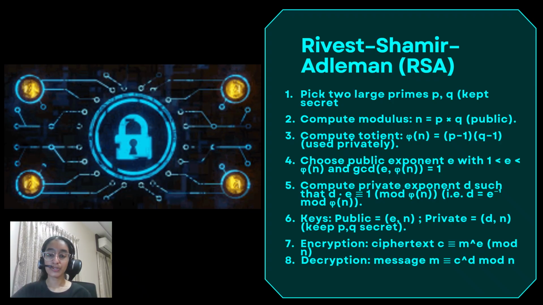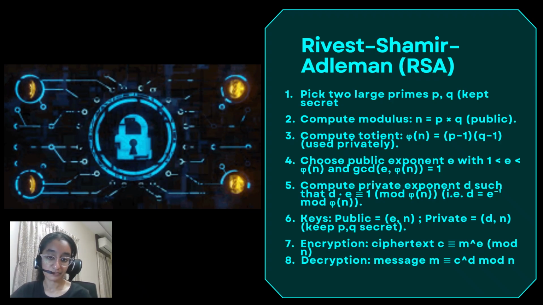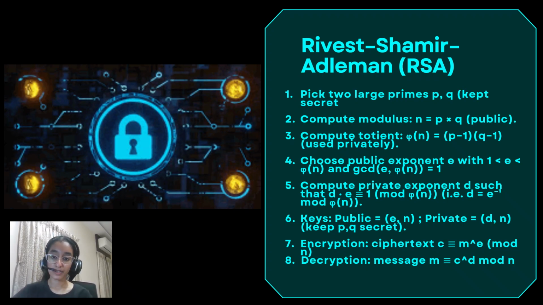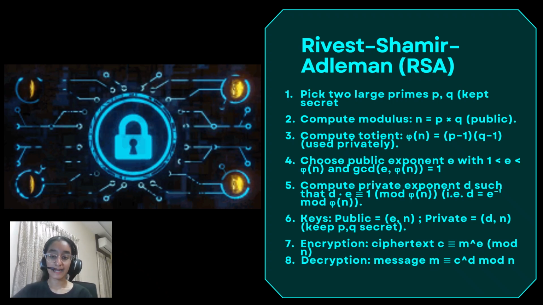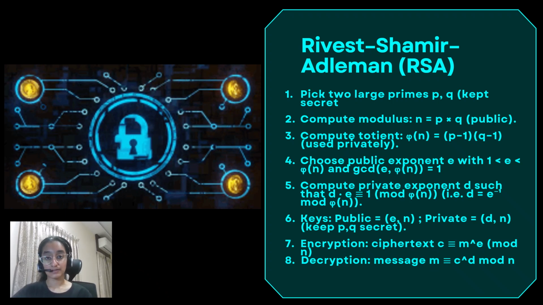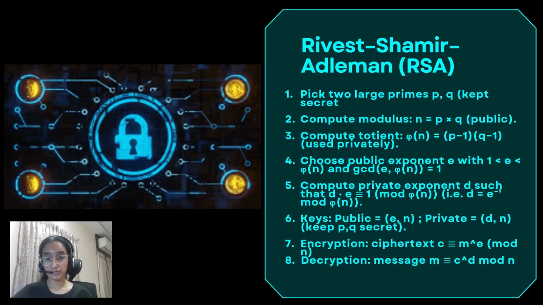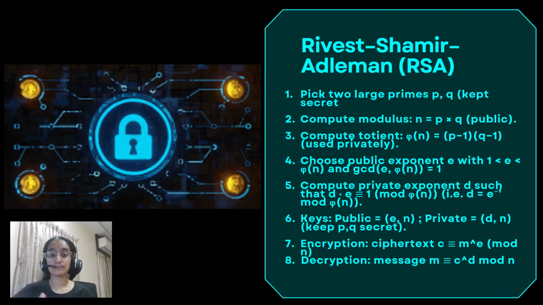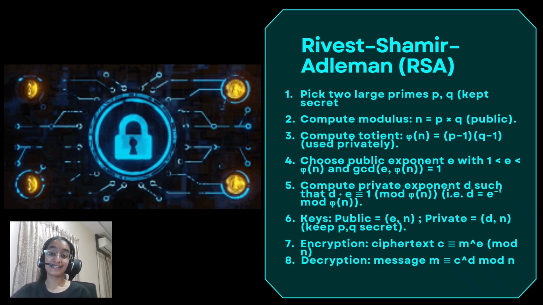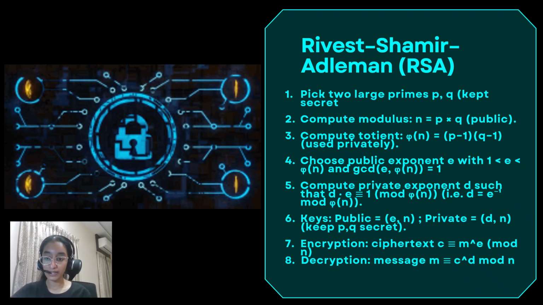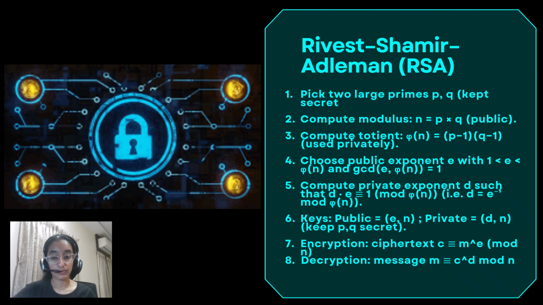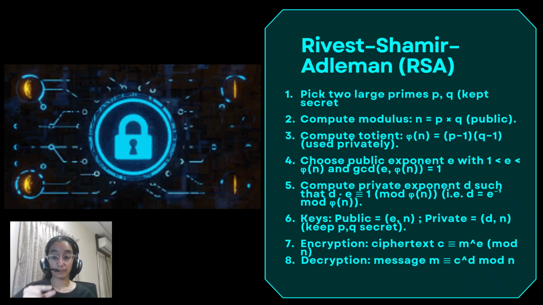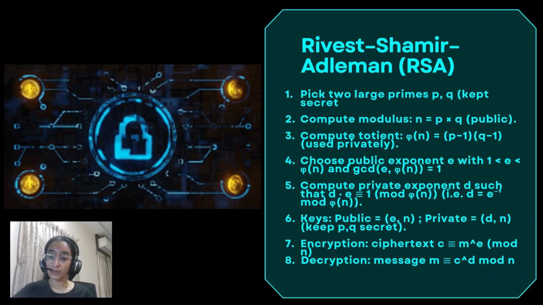Let's go to Rivest-Shamir-Adleman. So here we'll be taking two large prime numbers p and q, and then we'll be computing modulus n equal to p times q, and then we compute Euler's function psi of n equal to (p minus 1) times (q minus 1). The next part is we get the public exponent e, whose value will be greater than 1 and lesser than psi of n, and the GCD of the public exponent e and psi of n will be equal to 1.